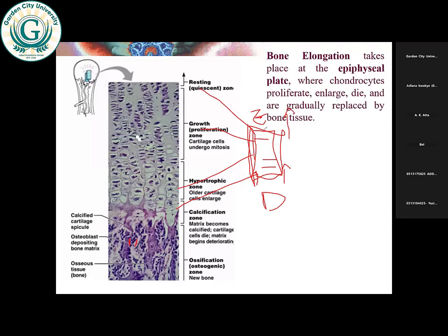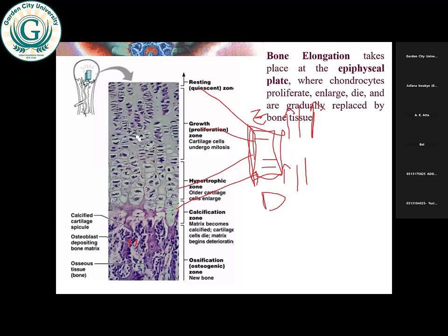Now, because the cartilage cells are also dividing, while this side is becoming bone, this side too is dividing. So you see that in the time that you are growing in height, that's what is happening. But when you are nearing, let's say, 18 years or 21 years, you realize that the cartilage cells will no longer be dividing. So then you have bones.